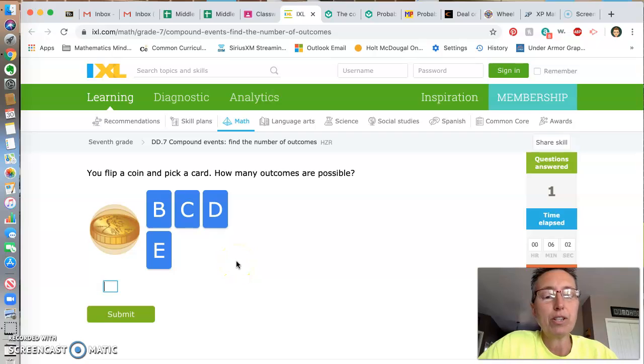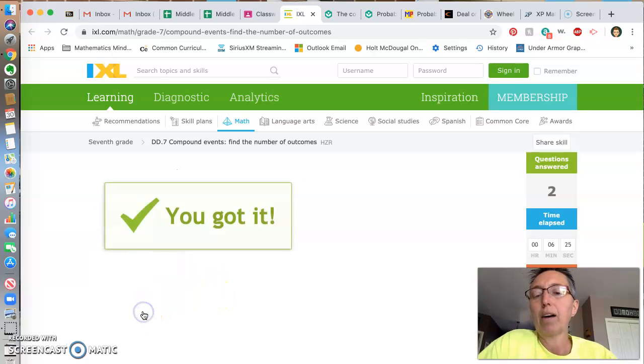Now these can be tricky, so just really pay close attention and don't be afraid to refer back to this video. All right, this one asks you flip a coin and pick a card. How many outcomes are possible? How many outcomes can you get with a coin? Heads or tails, so 2 times how many cards? 2 times 4 should give you 8 outcomes.